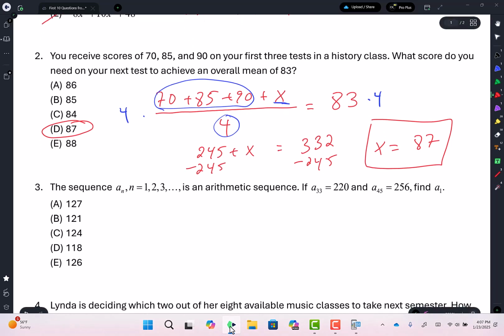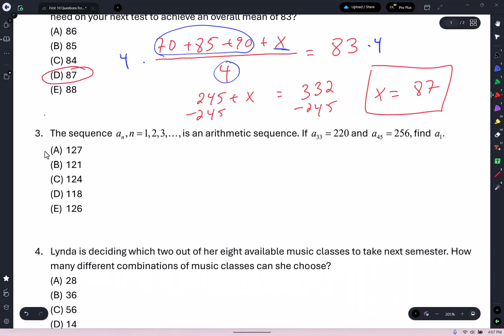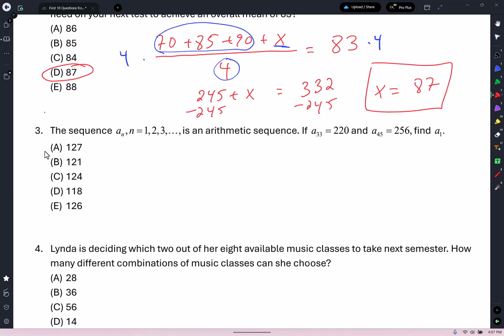Not that bad. Look at question 3. Here's where some of you guys might start getting like, oh my God, I don't know. Let's go slow. And we're going to show you how to do it with the calculator too, the advanced feature. The sequence A of n, where n equals 1, 2, 3, so they're talking about whole numbers, is an arithmetic sequence. So arithmetic just means they keep adding or subtracting something, right?